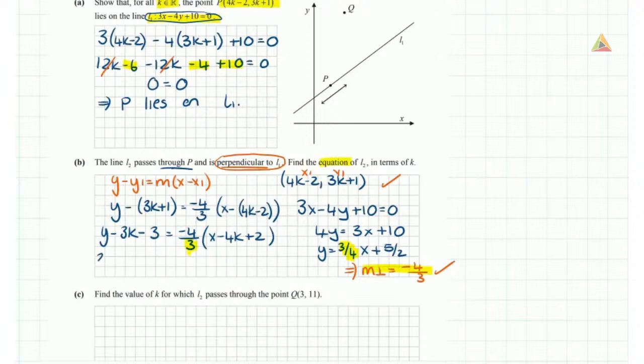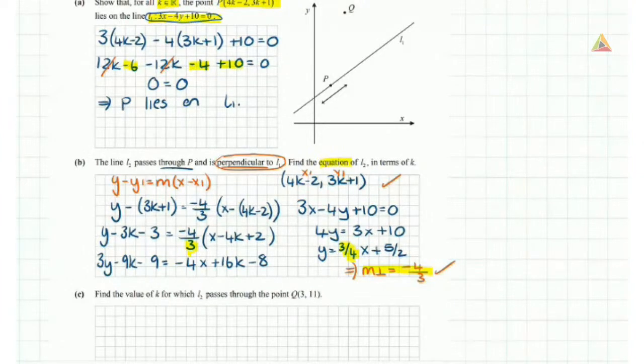So when we do that, we get 3y minus 9k minus 9. And the minus 4 multiplies everything on the right-hand side. So minus 4x plus 16k minus 8. Simplifying, I'm just going to bring everything to one side. So we're going to leave the x as a positive, everything on the left. We get 4x plus 3y minus 25k.